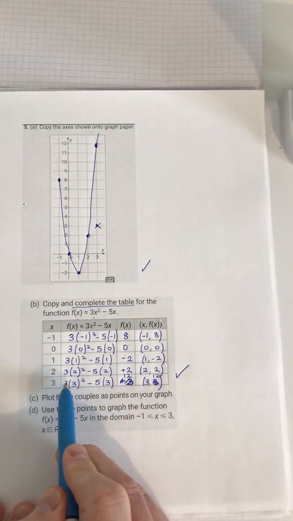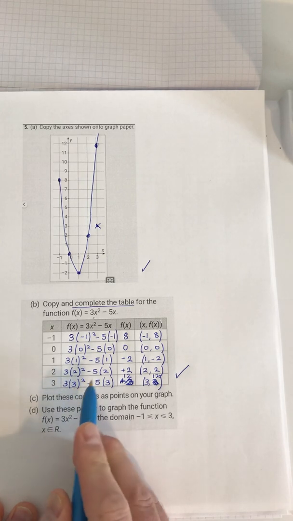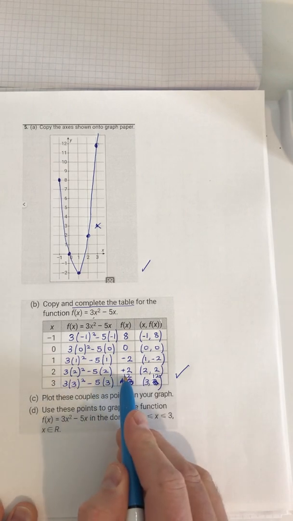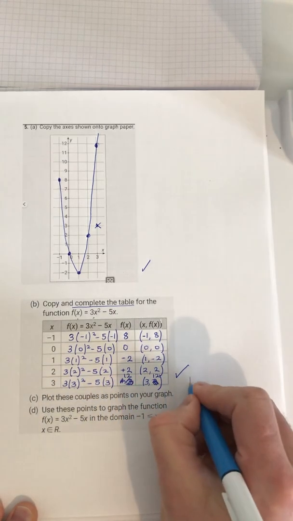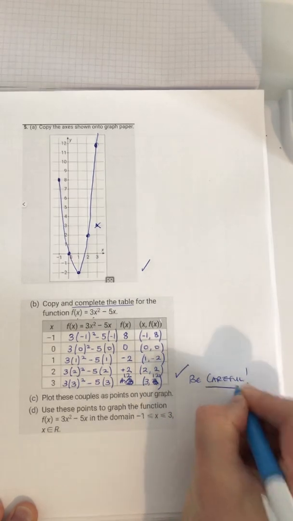So just be careful here. 3 times 3 squared, so 3 squared is 9. 3 times 9 is 27. Take 15, gives us the 12. Be careful. Okay.